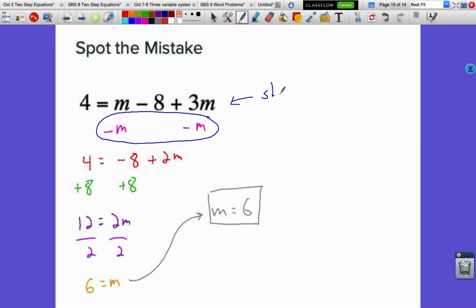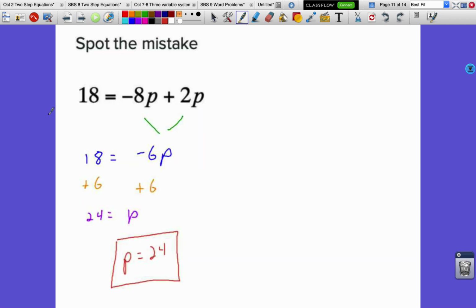We should have combined the like terms. Okay, go ahead and solve it now. Next one, where's the mistake here? So right here, we've got negative 6p, but we added 6 to get rid of that negative 6. This is negative 6 times p. There's invisible multiplication there. We should have divided away by negative 6.